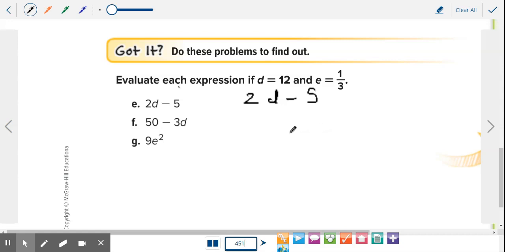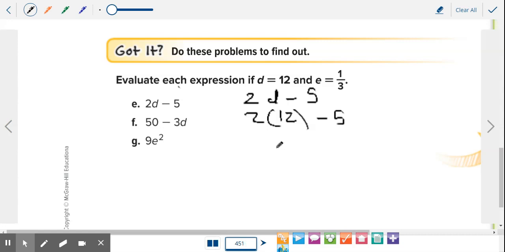The variable. You have it. So we replace the variable with what? 12. So 2 times 12 minus 5. Now, this does not have to look exactly the same as mine. You did not have to use parentheses. I just like them because that's what I've always used.